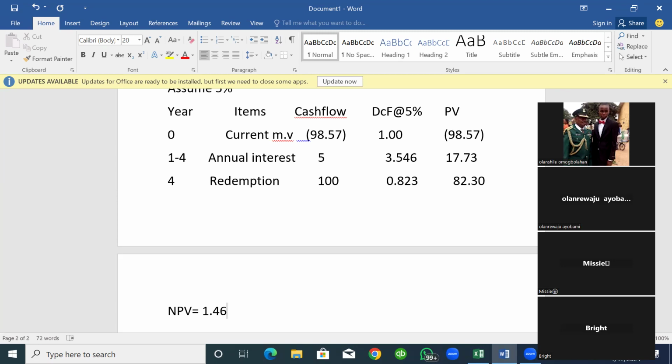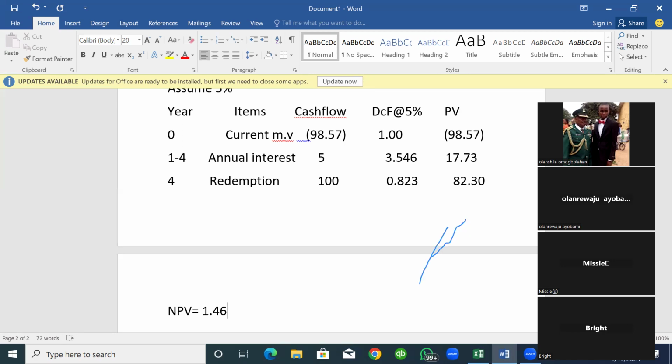What did I say about positive NPV and negative NPV? I said the higher your rate, the higher your discount factor, the lower your NPV. The lower your discount factor, the higher your NPV. So here now we have 5% and it's giving us a positive NPV. What this means is if you want to reduce this NPV now, you have to choose a higher rate. Because the higher your discount factor, the lower your NPV.